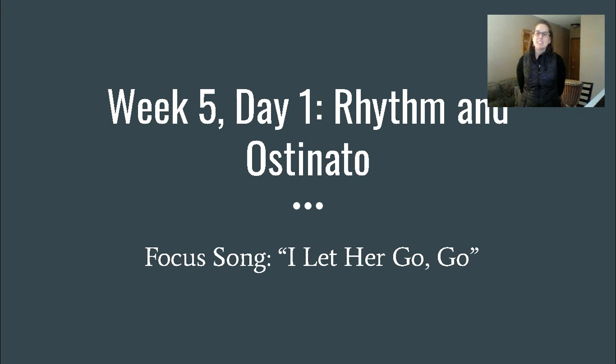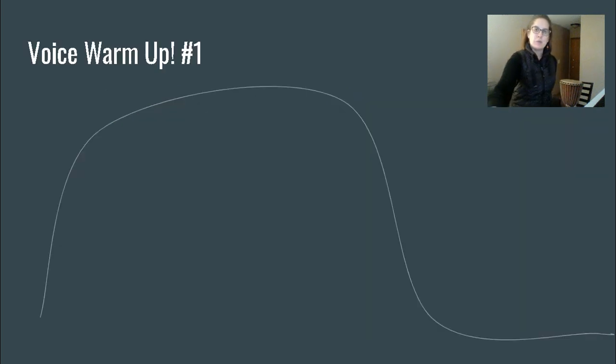Our focus today is going to be rhythm and ostinato, and we're going to be singing a song called I Let Her Go Go. Let's do a little bit of warm-up. We're going to start with our vocal warm-up because we are going to sing today. So I will sing and you sing back.